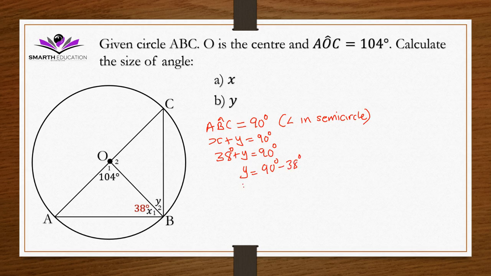Then what do you get? y is equal to 52 degrees. Done. So y is equal to 52 degrees, and then the whole angle is 90 degrees. Okay, we found our y.